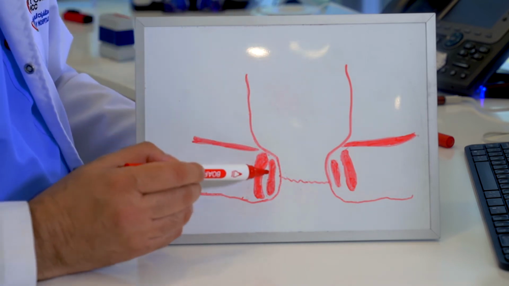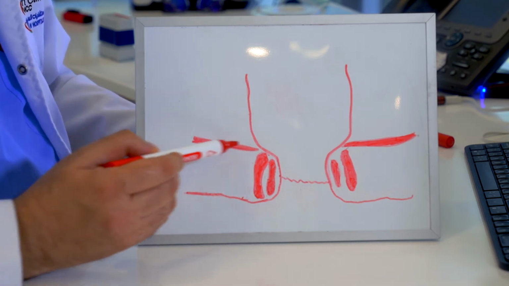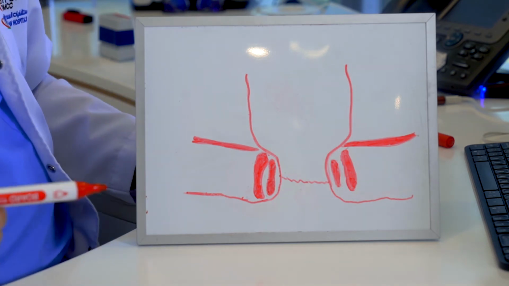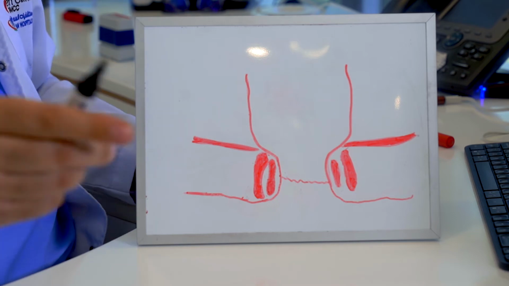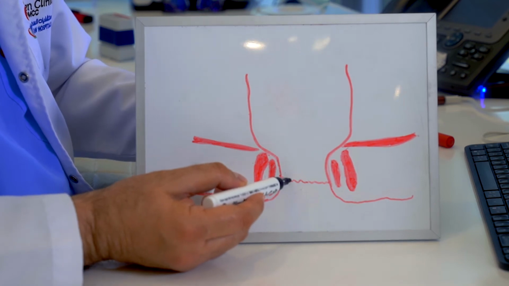This is called the internal sphincter. This is the external sphincter. This is another muscle called the levator. Basically, the main problem in treating these anal fistulas, which makes it complicated for most general surgeons, is that fistulas, once they form, start with a little infection at the dentate line.